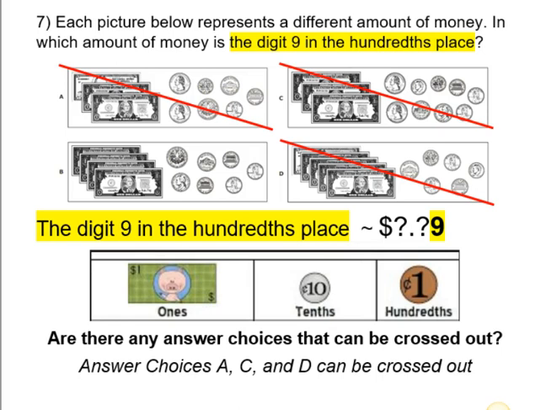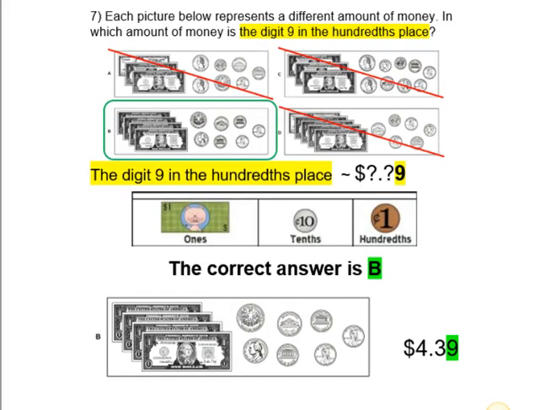If you said yes, A, C, and D, you are correct. So our correct answer is B. In B, the amount of money is $4.39. Okay, so that 9 is in the hundredths place for answer choice B. Let's move to question number 8.